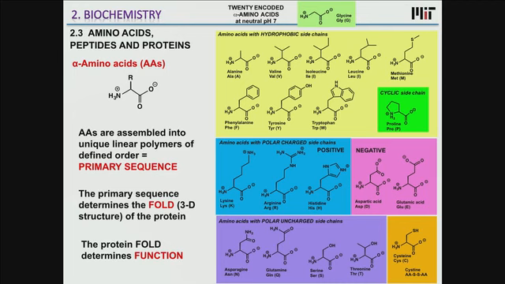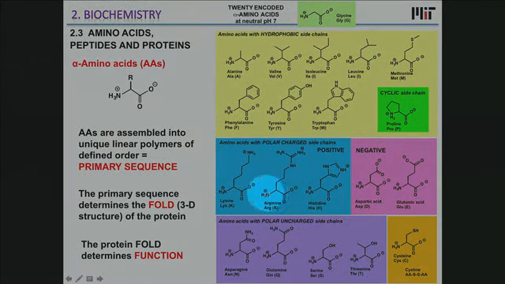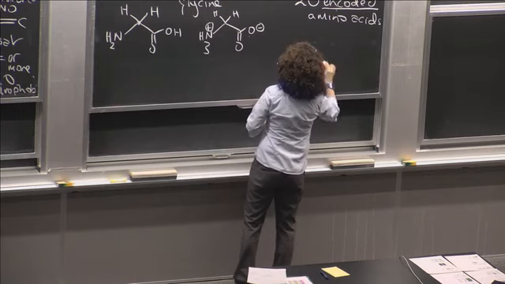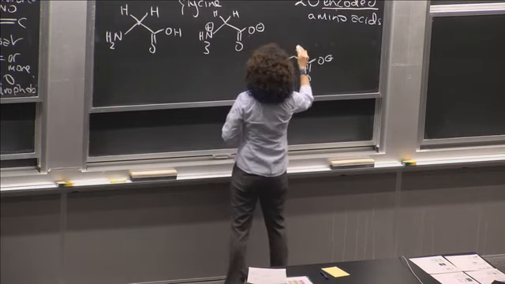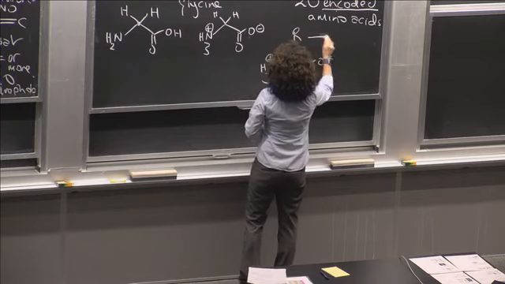So these are all line angle drawings. So you see the hydrogens aren't shown in there. The charges are shown for what's called the side chain, because most of the amino acids have a side chain.